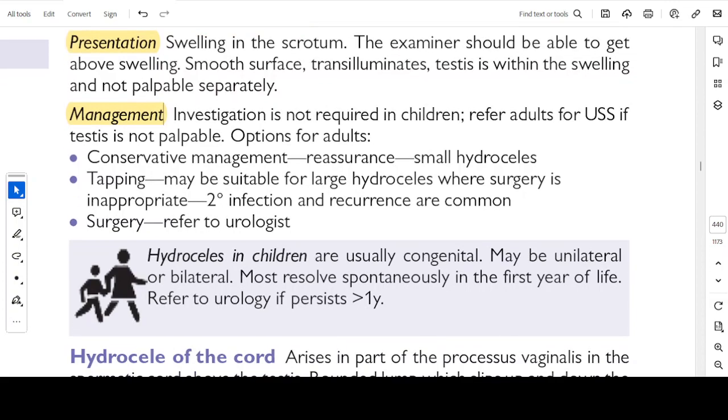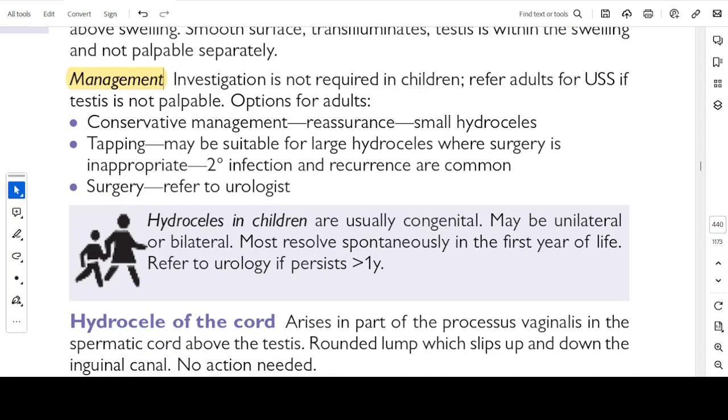Options for adults: conservative management, reassurance for small hydroceles, or tapping, which may be suitable for large hydroceles where surgery is inappropriate. Secondary infection and recurrence are common. For surgery, refer to your urologist. Hydroceles in children are usually congenital and may be unilateral or bilateral. Most resolve spontaneously in the first year of life. Refer to urology if it persists beyond 1 year.